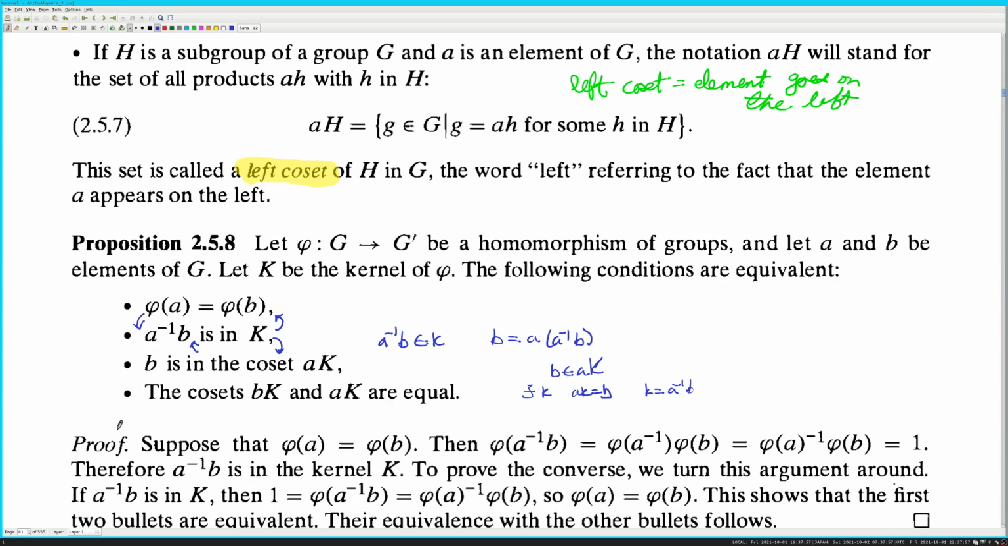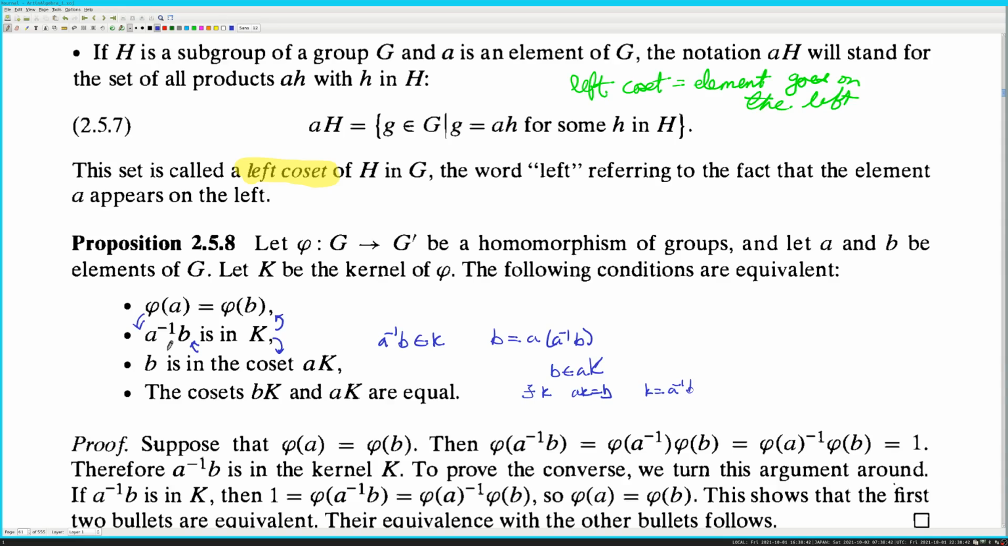Okay, so maybe we use the fact that it's the kernel of a homomorphism. The cosets bK and aK are equal. So if b is in the coset aK, then a inverse b is in K.